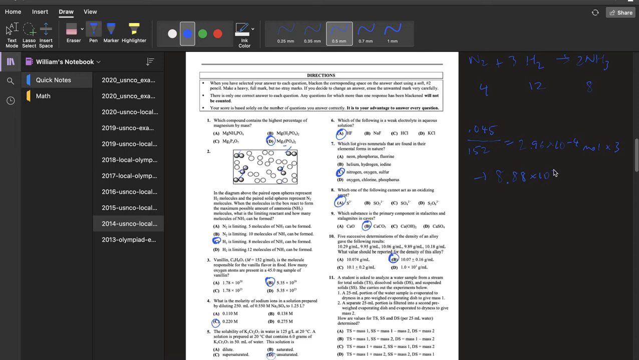8.88 times 10 to the negative 4th moles. But this time the moles is qualifying the oxygen atoms, not the moles of vanillin. So we're going to multiply by Avogadro's constant, because we're converting moles to atoms, and we would get 5.348 times 10 to the 20th, which, if you round, is just B.